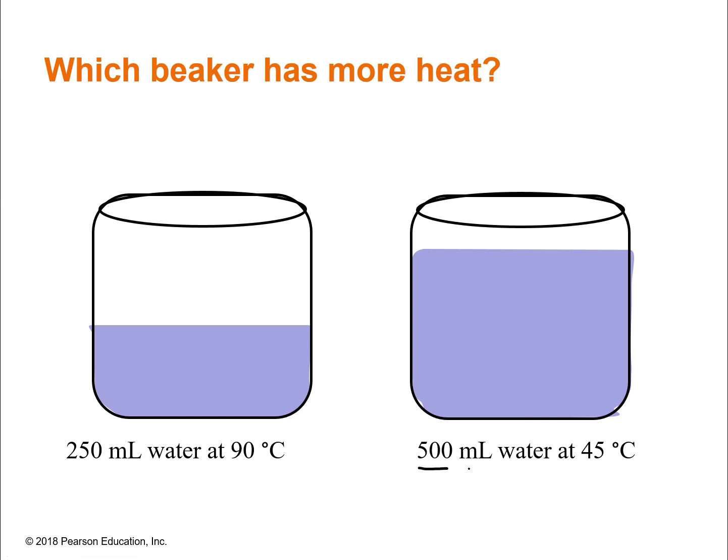This system on the right is bigger, right? 2 times the volume. But the temperature is half. So these beakers actually have the same amount of heat. The system is bigger on the right, but the temperature is lower. And it's exactly half of the temperature of the beaker on the left. This is about as tricky as it gets.